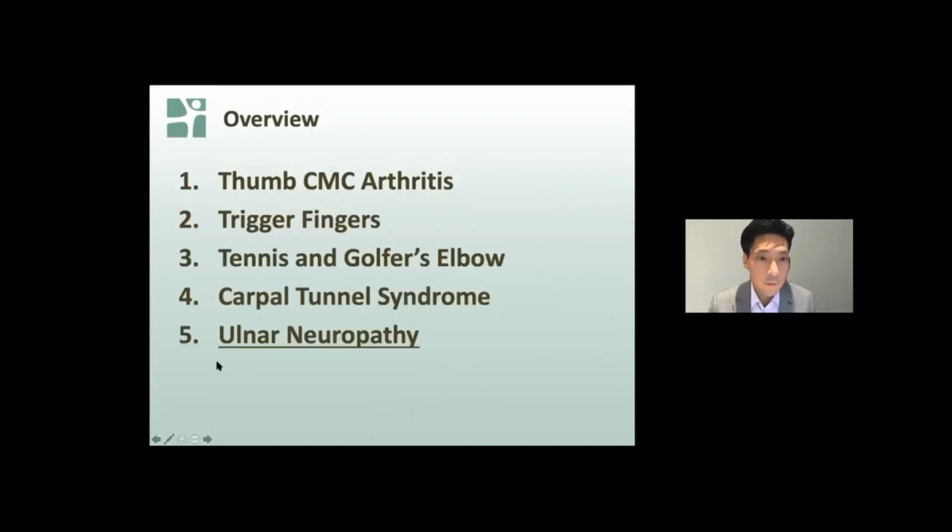All right, so I'm going to move on to the last topic here. I like this one because it talks a little bit more about concrete things you can do to help prevent a lot of these problems. So ulnar neuropathy is also known as something called cubital tunnel. And it's very similar to carpal tunnel because it's the same idea.